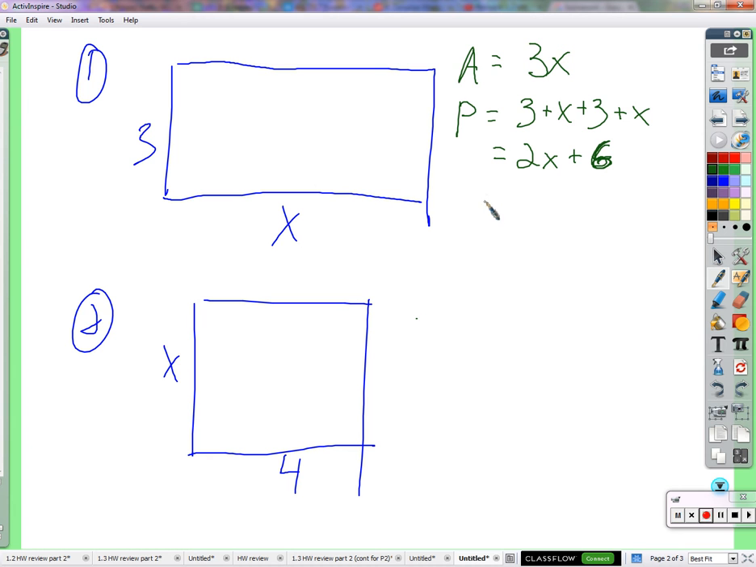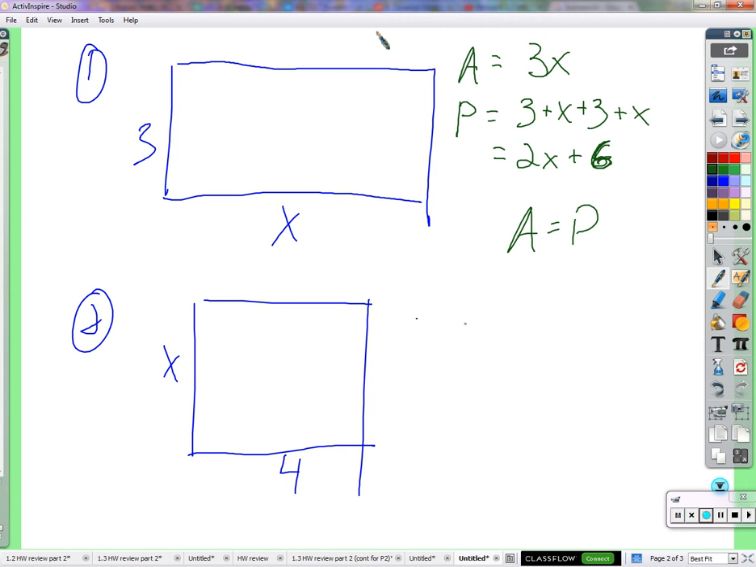Add it all up. Now, what I told you when I gave this to you for homework is that the number that you give for the area and the number that you give for the perimeter are the same as each other. They're equal to each other. Okay. So we're going to use that to figure out what x is.